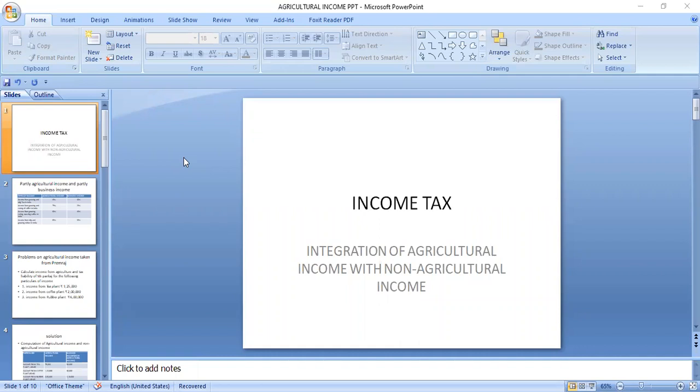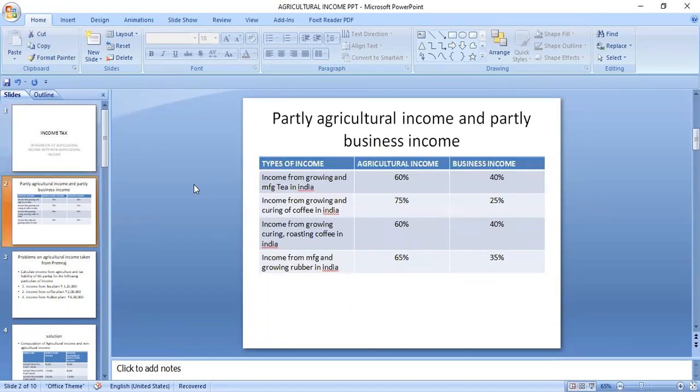Hello to everyone. In the last video, we discussed how to calculate tax on non-agricultural income. So we have seen three steps: step one, step two, and step three. Now, sometimes you have to remember this table is very simple. This table shows partly agricultural income and partly business income. The business income can also be called non-agricultural income.